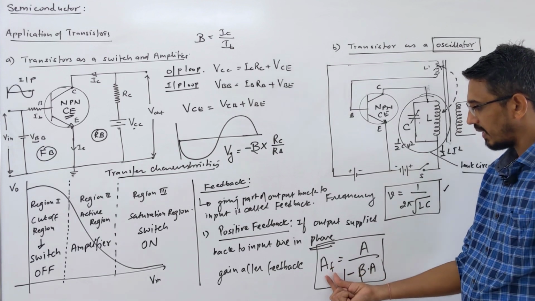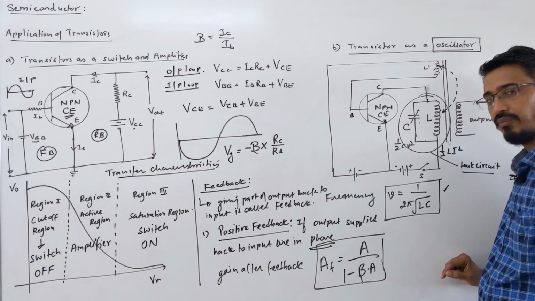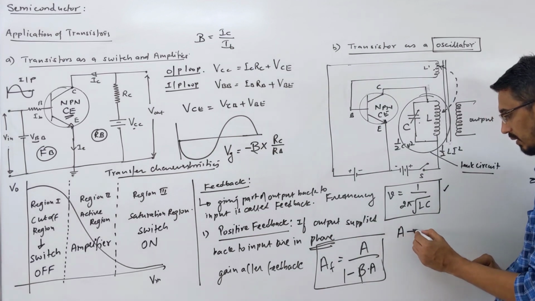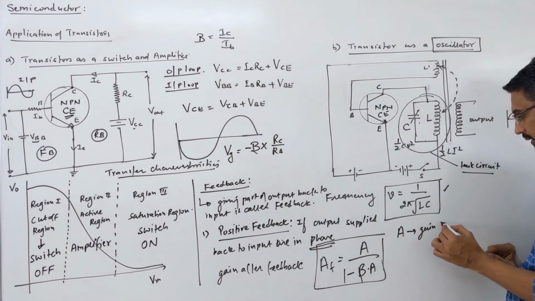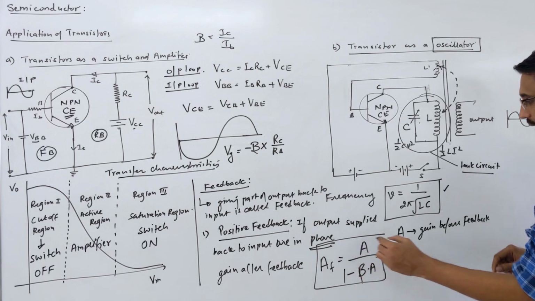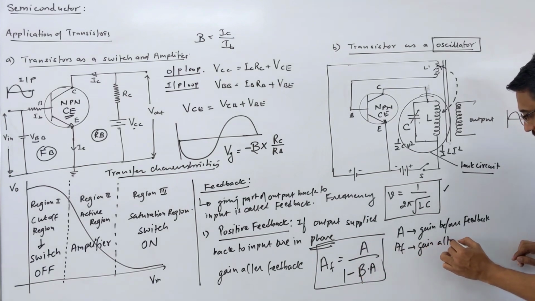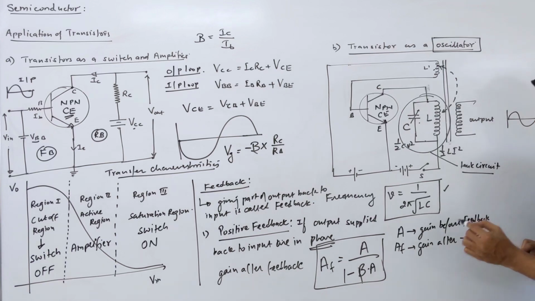So voltage gain after feedback is equal to original gain A. A is called gain before feedback, and AF is called gain after feedback. Once you supply feedback, then what is the gain here?